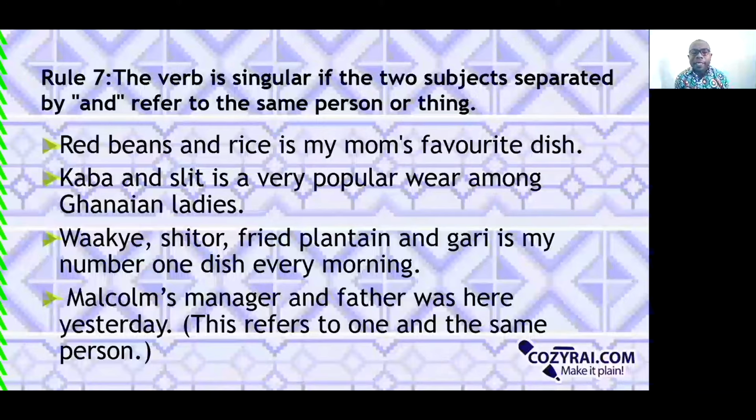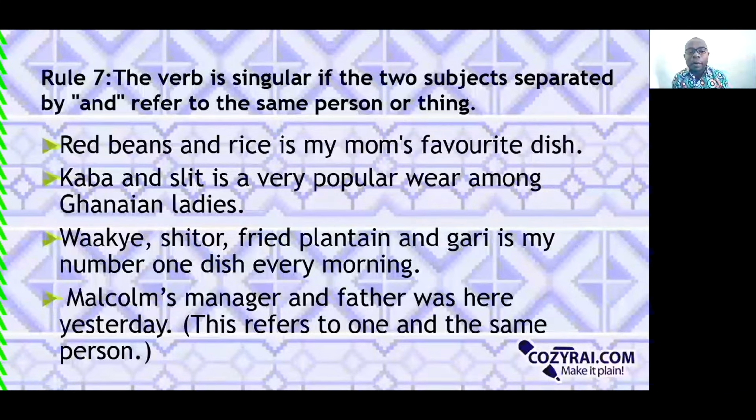Then we have kaba and slit is a very popular way among Ghanaian ladies. Take note that, of course, kaba is the top, and then the slit is the one below, the skirt part. But it is one attire, a dress. So just like a shirt and a tie is good to be worn for interviews, even though it is a shirt and a tie, it's an attire. Both the shirt and tie become an attire or dress for an occasion.